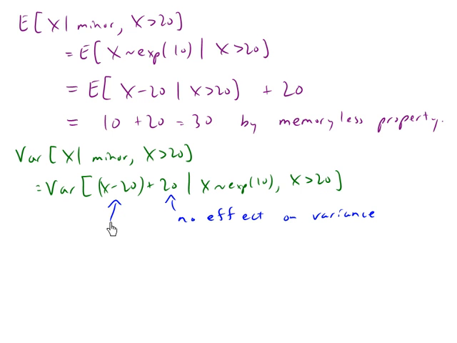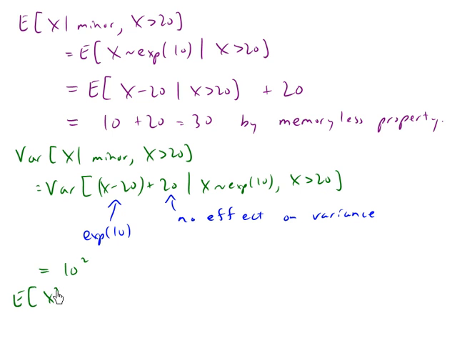What about this x minus 20 bit? By the memoryless property, I have an exponential random variable conditioned on being greater than 20, so x minus 20 has the same distribution, conditioned on being bigger than 20, as the original distribution does. So that right there is an exponential random variable with mean 10. So in other words, what I'm looking for here is what is the variance of an exponential random variable with mean 10? And the variance of an exponential random variable with mean 10 is simply the mean 10 squared. So my variance is 10 squared.